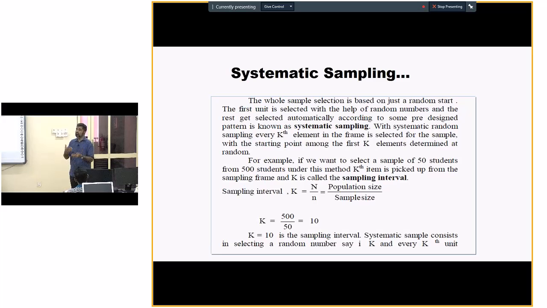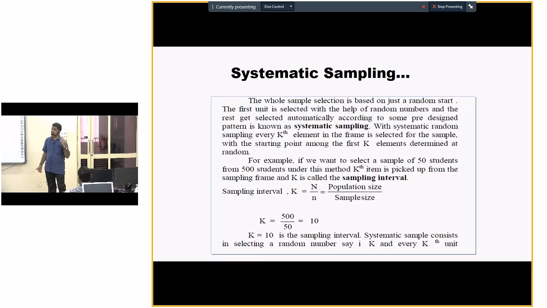Systematic way means if I select the fifth one randomly, I can select it by using the random table method or the lottery method. If I select the fifth one, then the next one should be 5 plus 10, 15. Then 15 plus 10, 25th, 35, 45, 55. Likewise, I can select up to the last one, which should be 495. Then we can select 50 out of 500, right?